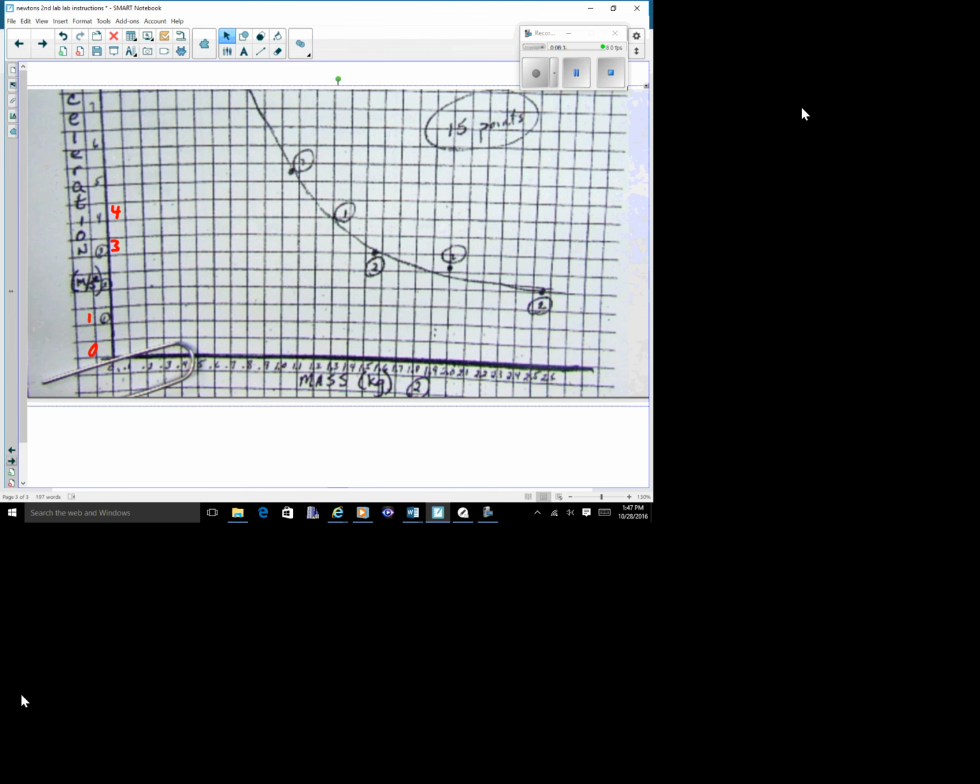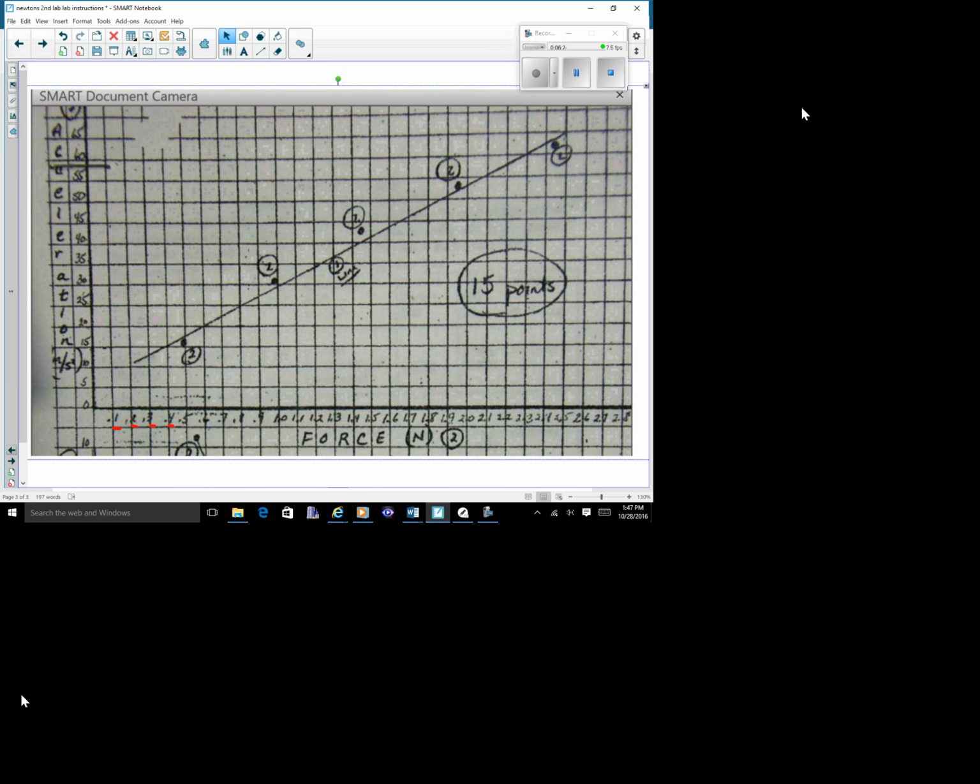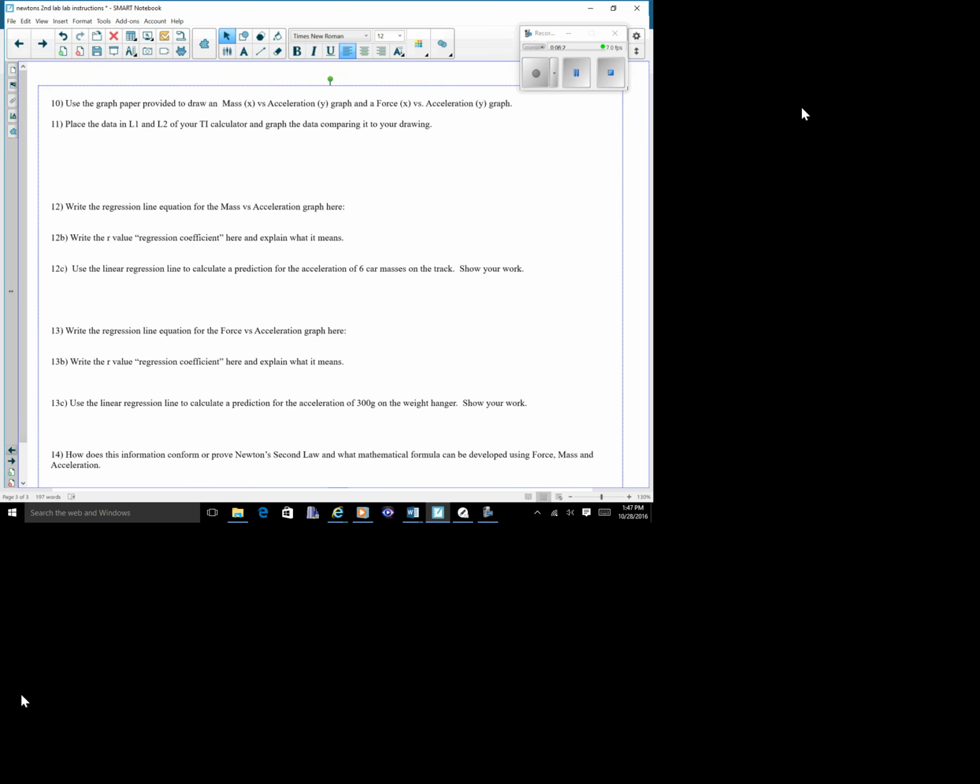Lastly, I want to show you something that can be misinterpreted on the directions. It says in number 11 to place the data in L1 and L2 of your calculator. Hopefully you remember how to do that by hitting the Stat button, and then the Edit button, and that will allow you to put stuff in L1 and L2. L1 is going to be your x-axis, and L2 is going to be your y-axis. Whichever graph you're doing, you do that.